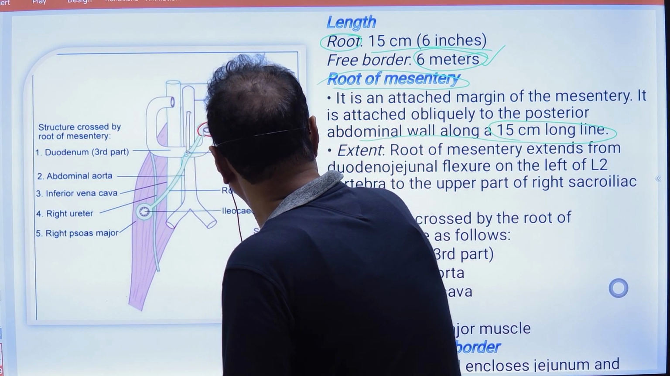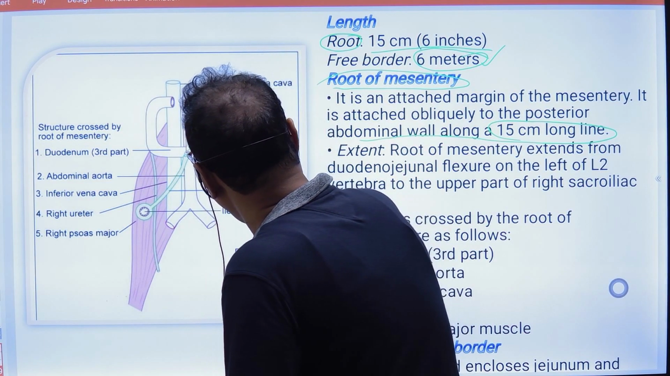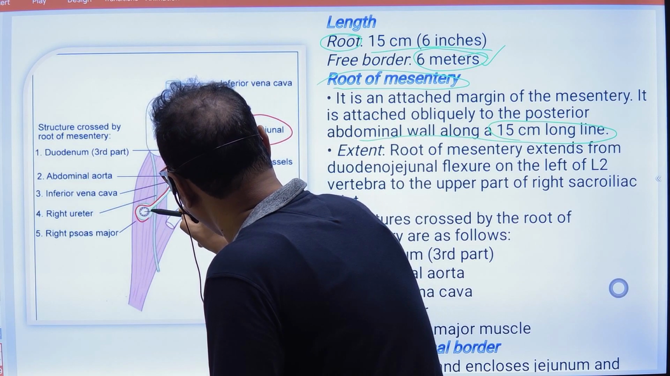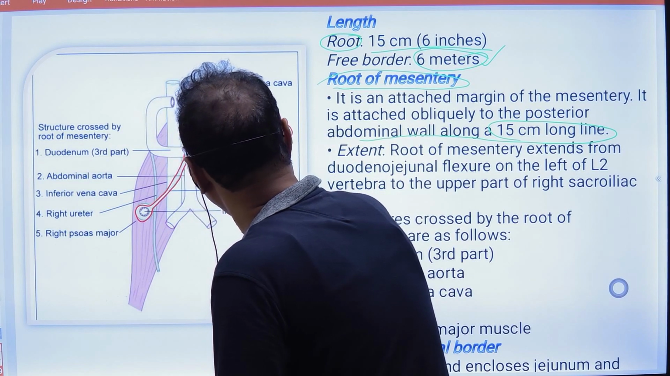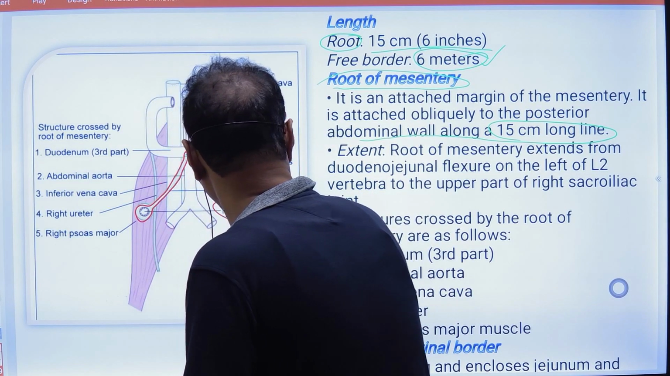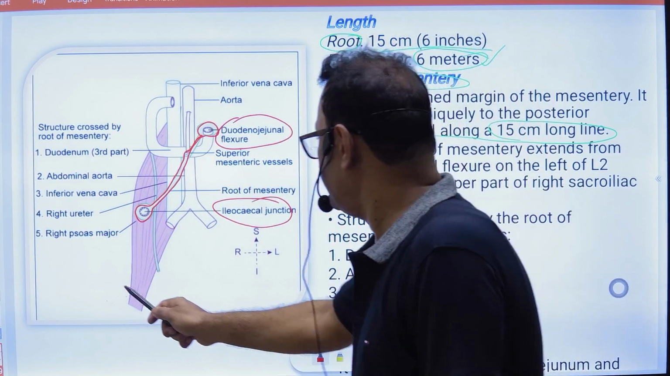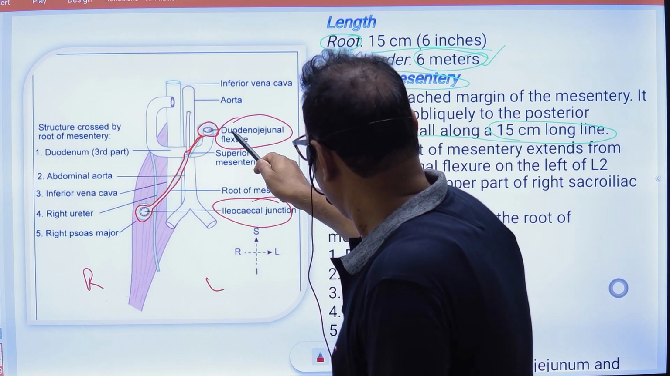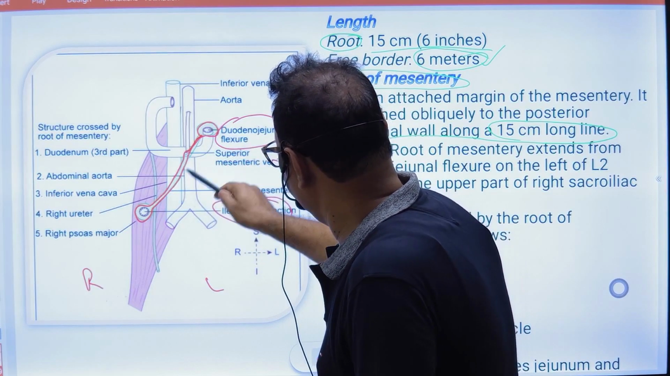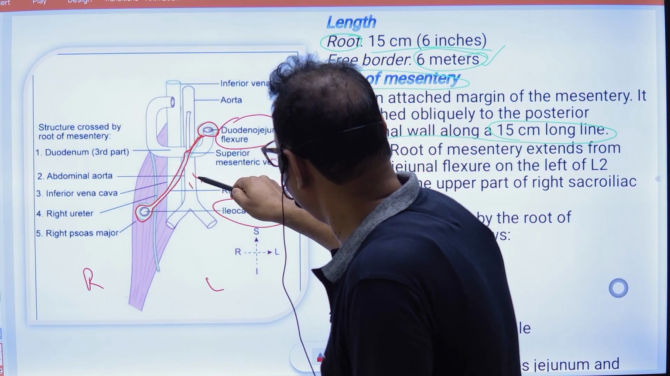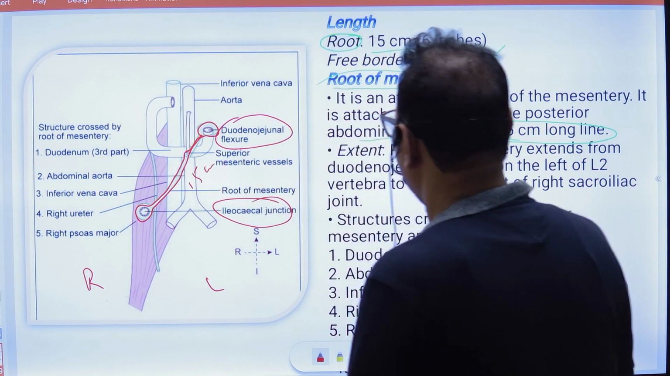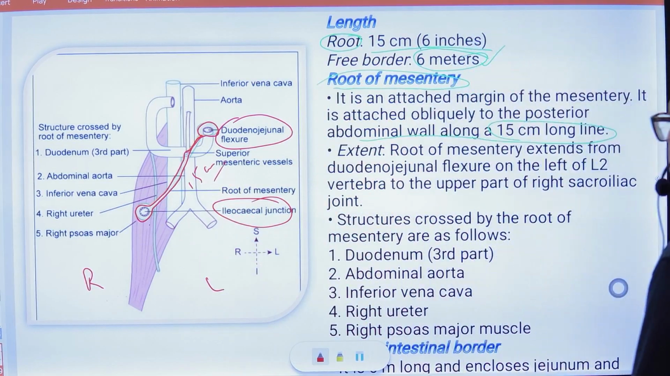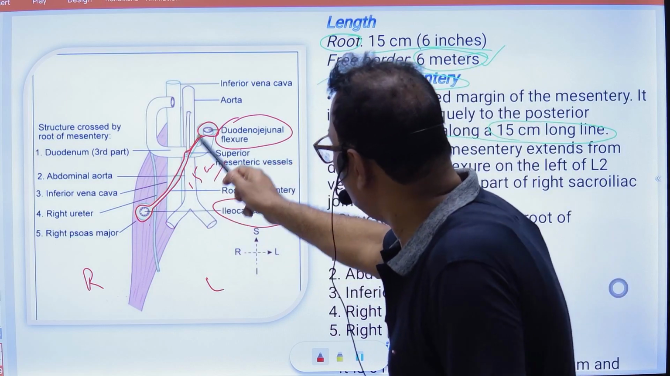This is the duodenojejunal flexure. From here, it is coming like this, and it is coming up to the ileocecal junction. This is the right side, this is left. So we have this length. This much length is 15 centimeter, from the duodenojejunal flexure to the ileocecal junction. This is the root of the mesentery.